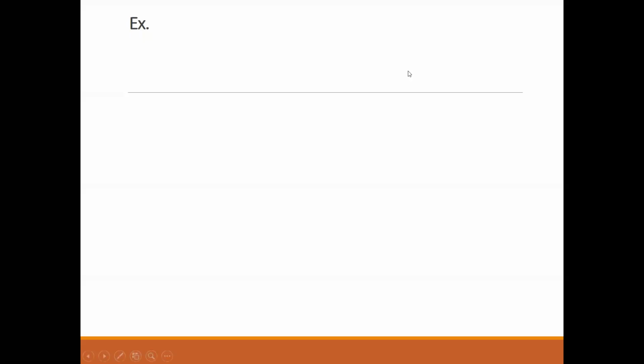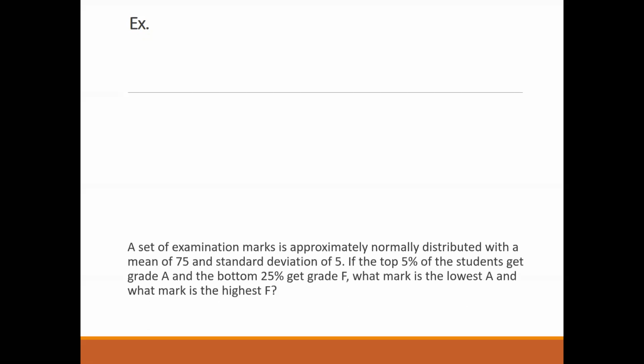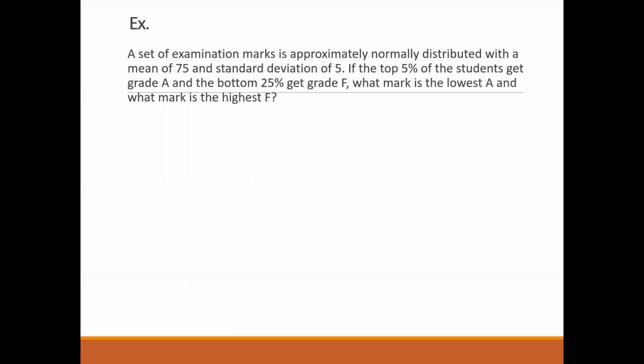Okay, there's one example. I want you all to complete this example before we move on to some other types of problems. Please note this down. A set of exam marks is approximately normally distributed with a mean of 75 and a standard deviation of 5. If the top 5% of the students get grade A and the bottom 25% get grade F, what mark is the lowest A and what mark is the highest F?